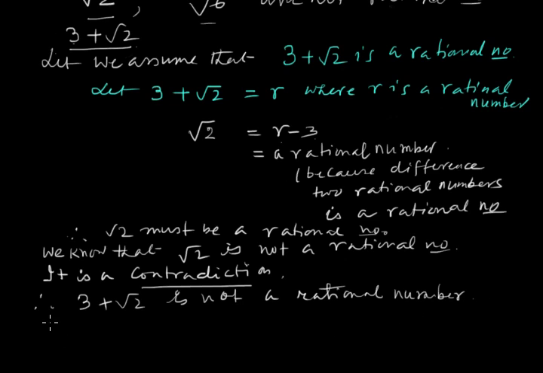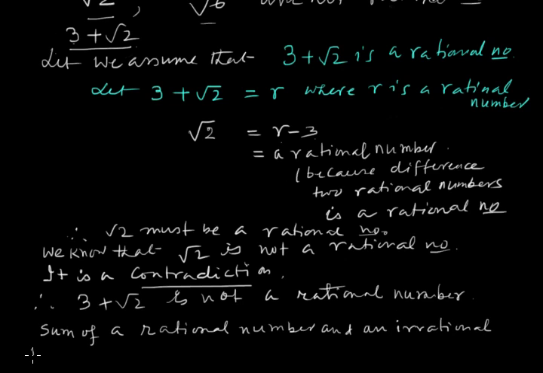So, you can conclude that the sum of a rational number and an irrational number is always an irrational number.